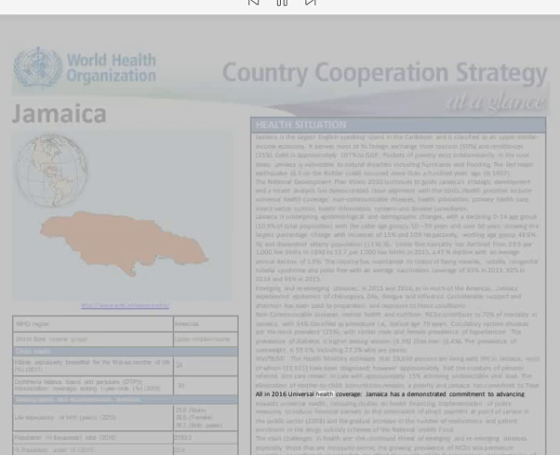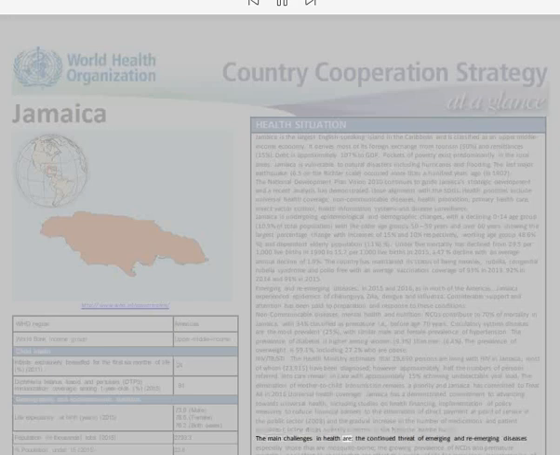Universal health coverage. Jamaica has a demonstrated commitment to advancing towards universal health, including studies on health financing, implementation of policy measures to reduce financial barriers to the elimination of direct payment at point of service in the public sector, 2008, and the gradual increase in the number of medications and patient enrollment in the drug subsidy schemes of the National Health Fund.